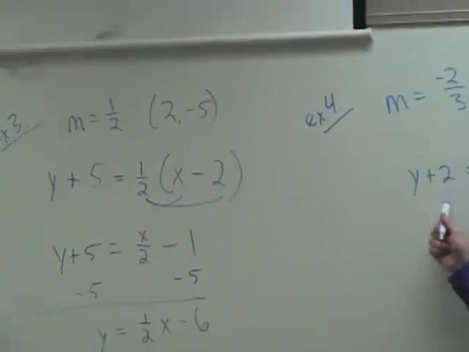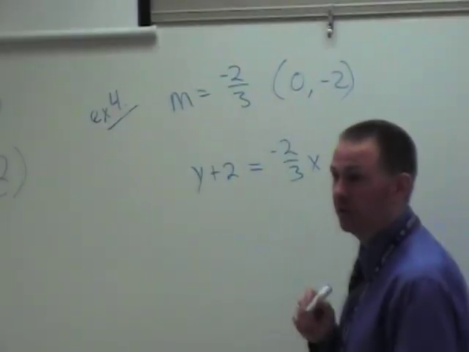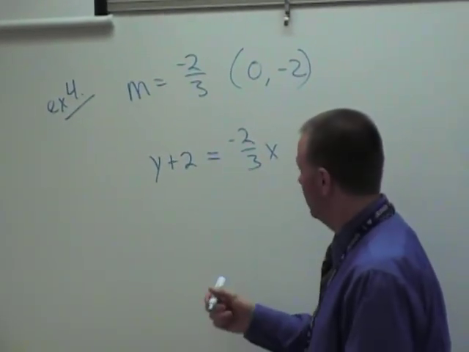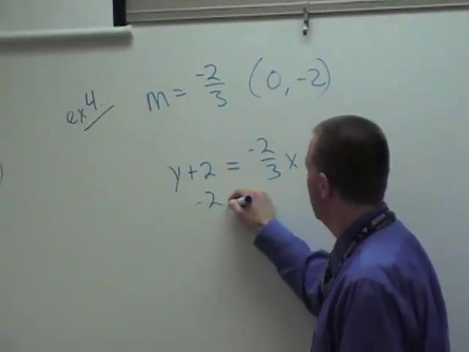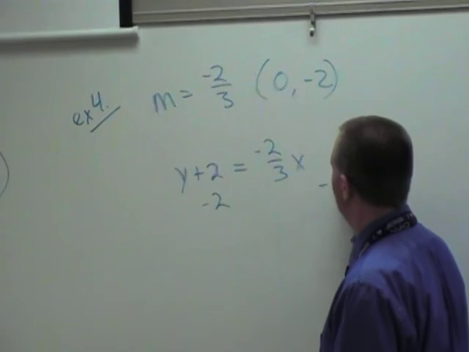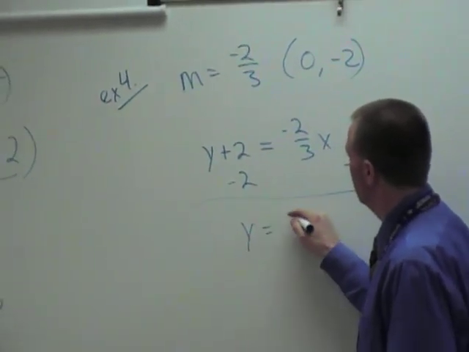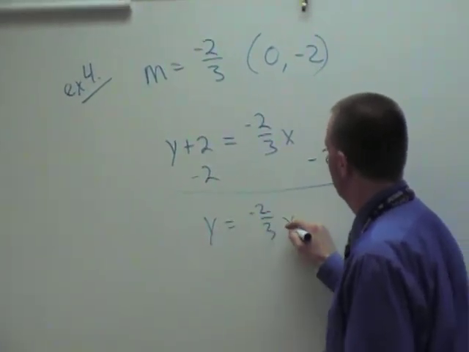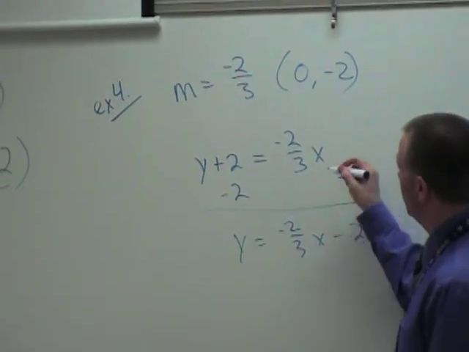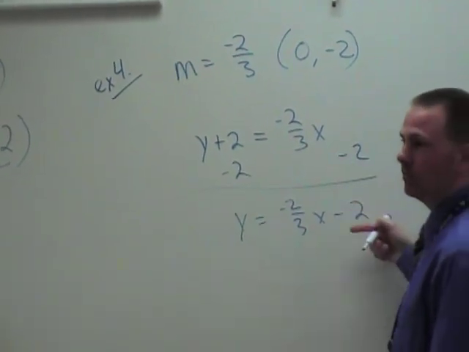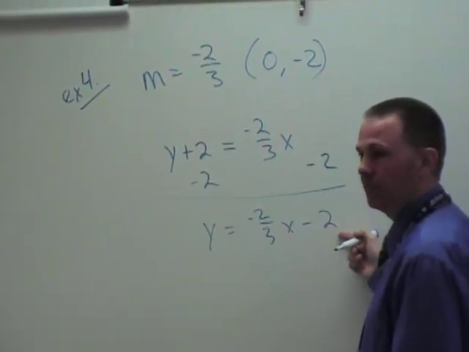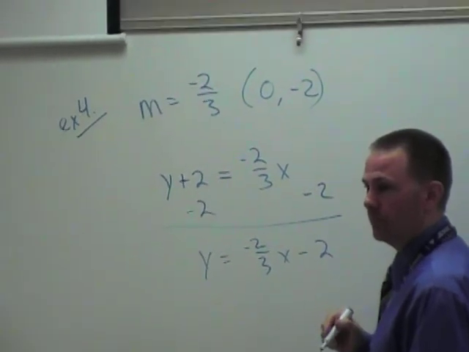Let's do it over here. What are we going to do here? This is an easy one. Subtract the 2. We don't need to distribute, there's no parentheses here. Okay, so that's y equals negative 2/3 x minus 2. Now you have point slope form and slope intercept form. And that should be our answer on everything else.